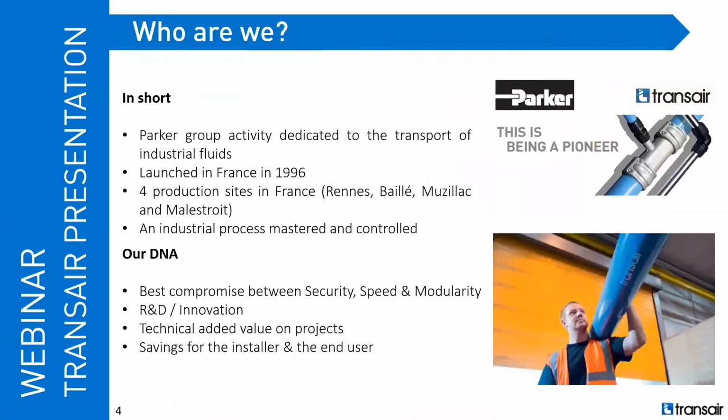In order to summarize who we are, I would say that Transair is an activity from Parker Group, which is dedicated to the manufacture of distribution systems for industrial fluids. In other words, we can say that Transair is a modular and innovative pipework system, which is totally engineered for the distribution of compressed air, vacuum, inert gas, and other industrial fluids. Our activity was first launched in France in 1996, and we have been since that time pioneering and leading the market for industrial fluids modular pipework system.